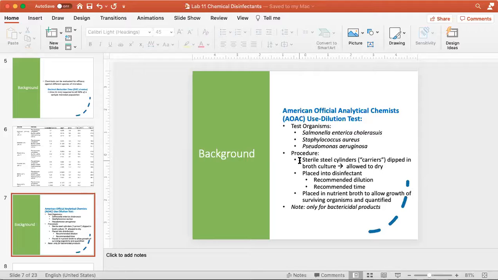And then you're going to place that cylinder into the disinfectant for the recommended dilution and the recommended time period. You're going to take it back out, and you're going to place it into some fresh nutrient broth and see what grows. And by doing a little bit of math, you can determine how many cells were killed during that exposure to the disinfectant. Now, you can only test bactericidal products this way. You can only test products that kill cells outright, because you're going to be counting which cells have lived and which have died.